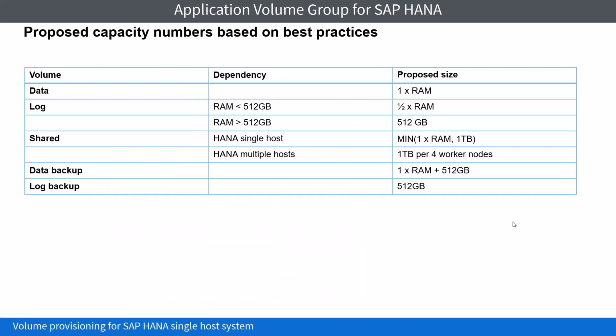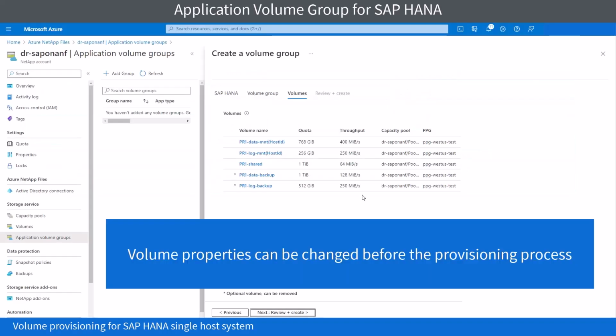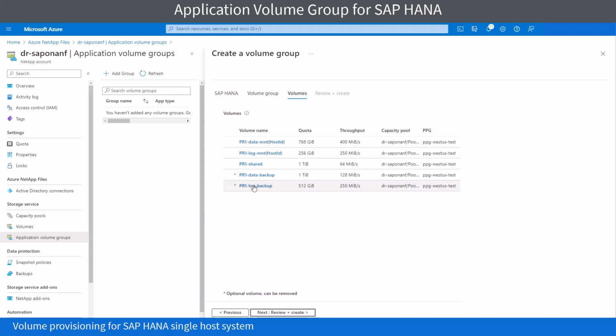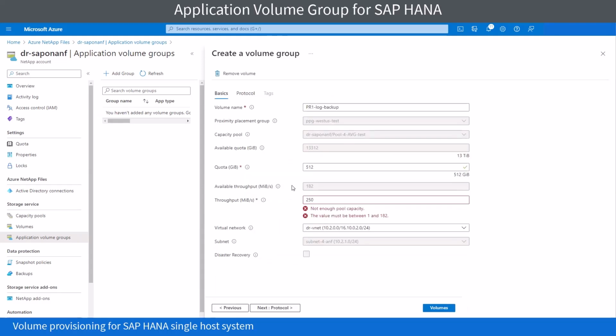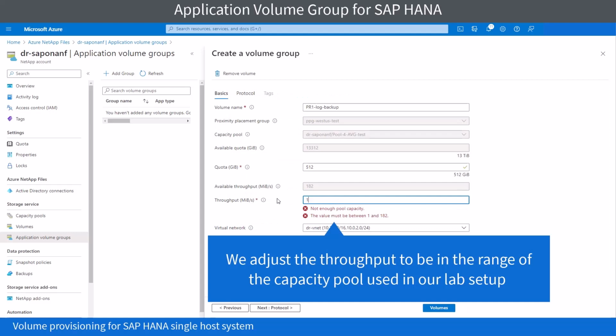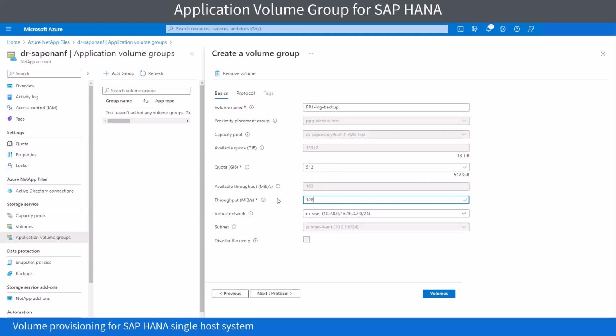The capacity numbers are as well calculated based on the RAM size of the HANA system. The capacity values are calculated based on the best practices for SAP HANA defined by SAP. These values can also be adapted in the same way as the throughput numbers. By clicking on one of the volumes in the list, you can change the throughput or capacity values. In our lab demo, we are changing the throughput of the log backup volume. We need to change to a lower value since our capacity pool does not have enough resources.